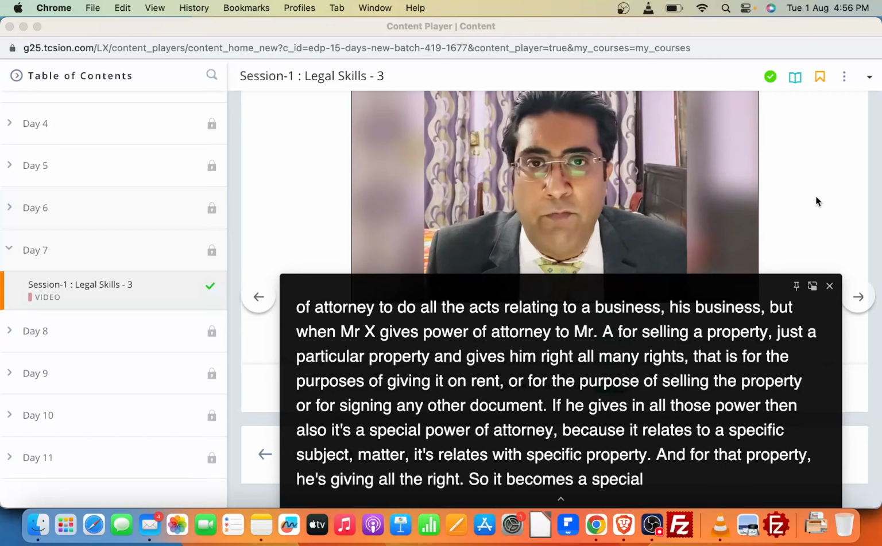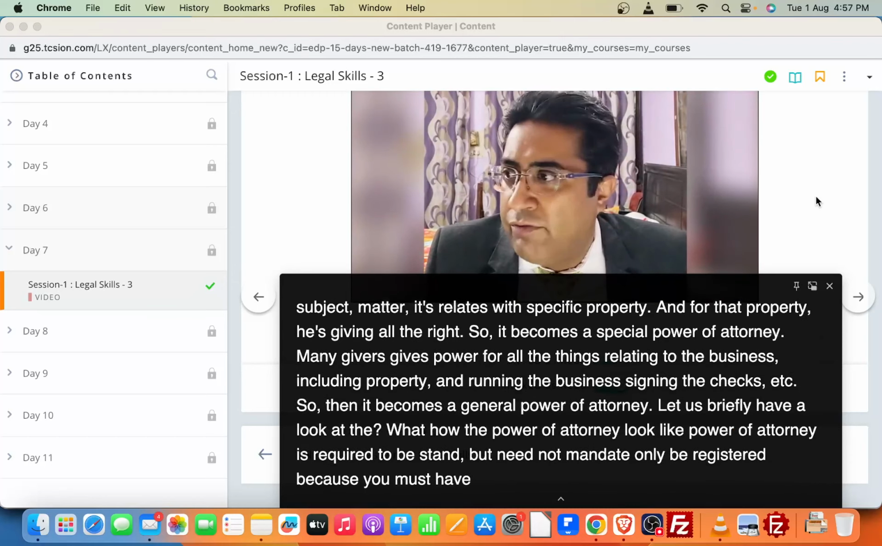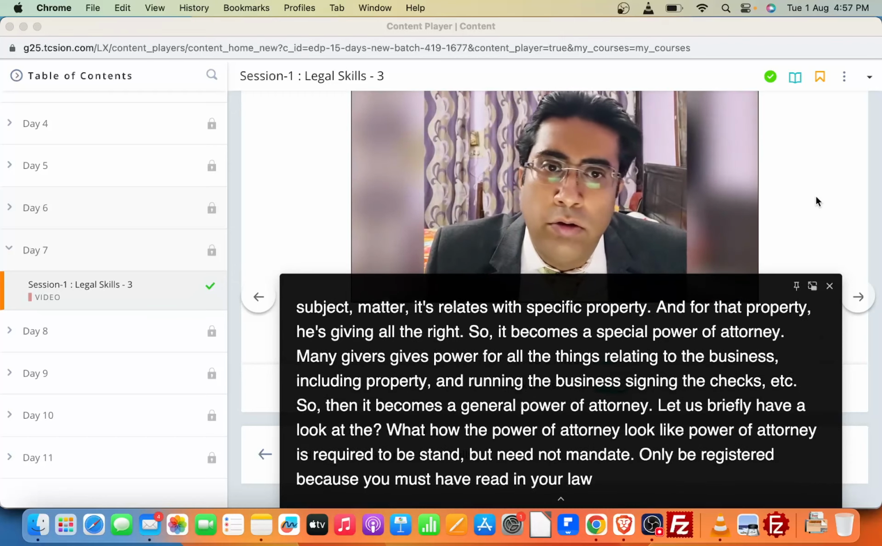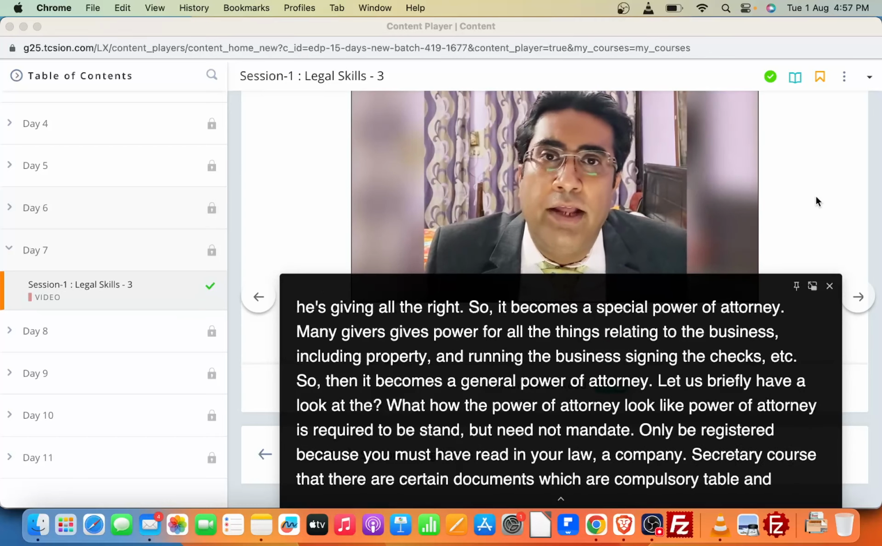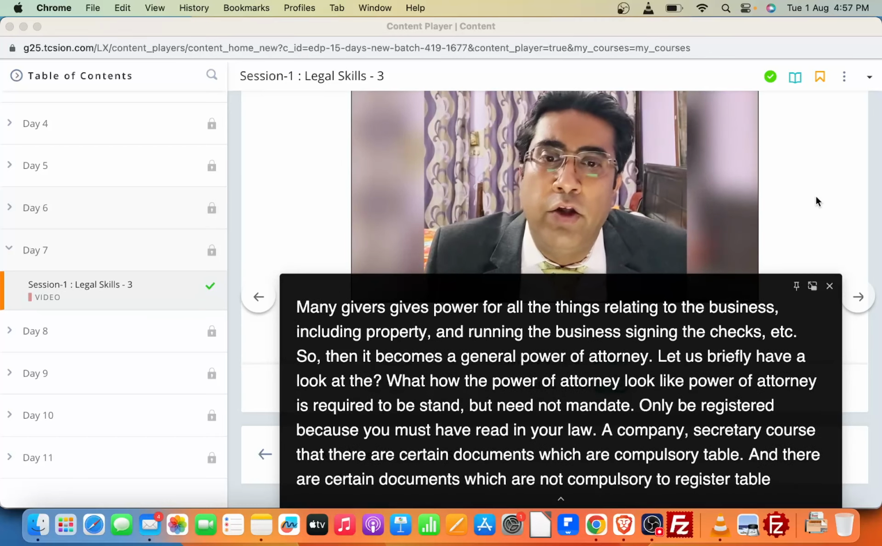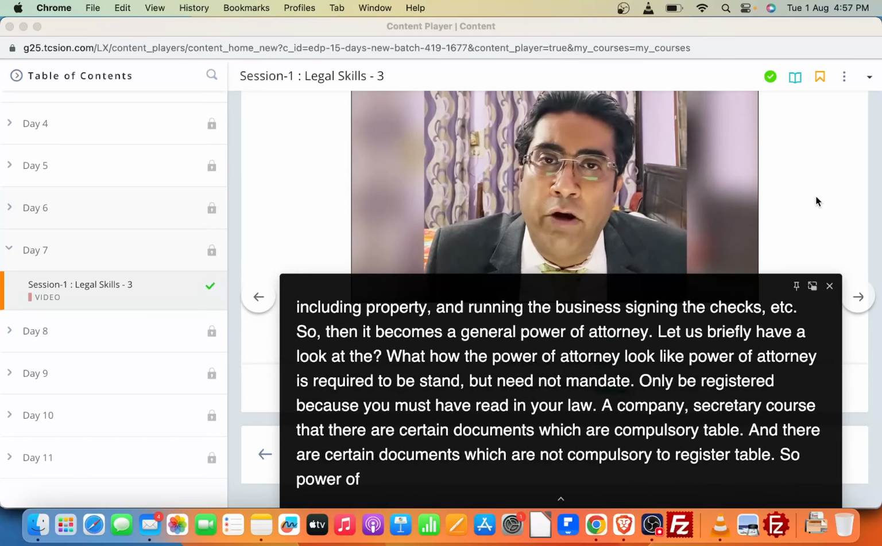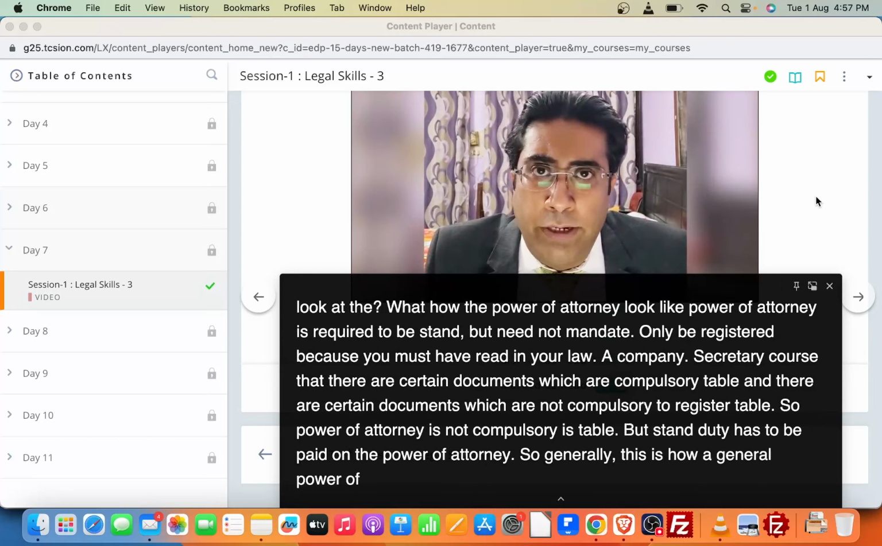Let us briefly have a look at how the power of attorney looks. Power of attorney is required to be stamped but need not mandatorily be registered, because you must have read in your Company Secretary codes that there are certain documents which are compulsorily registrable and certain documents which are not. So power of attorney is not compulsorily registrable, but stamp duty has to be paid on it. Generally, this is how a general power of attorney looks.